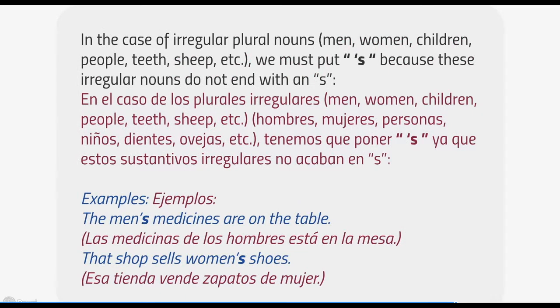In the case of irregular plural nouns, such as men, women, children, people, teeth, sheep, etc., we must put apostrophe S, because these irregular nouns do not end with an S. Examples: the men's medicines are on the table. That shop sells women's shoes.